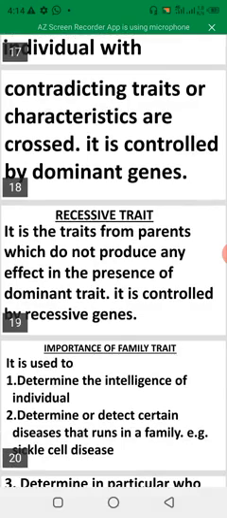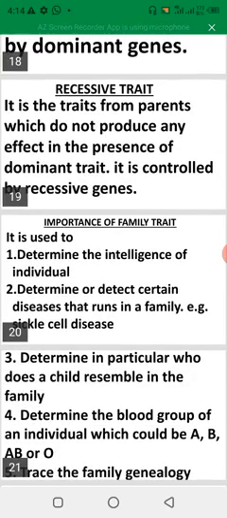What of recessive traits? It is the trait from parents which does not produce any effect in the presence of dominant traits. It is controlled by the recessive gene. The one that is not shown in the child, that is in their parents, those ones are called recessive genes.